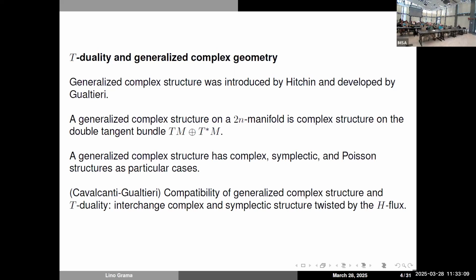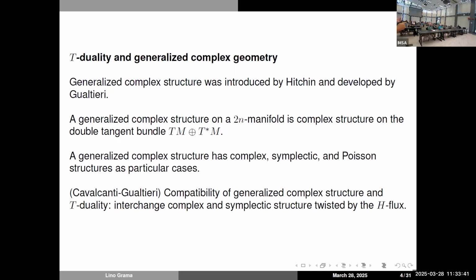You mean a complex structure on the bundle, or a complex structure on the total space? On the total space of the double bundle, T plus T star. So on the total space of the bundle, you have a complex structure. Yes, exactly. Not just almost complex also, if you can. It's an almost complex structure on TN plus T star N.